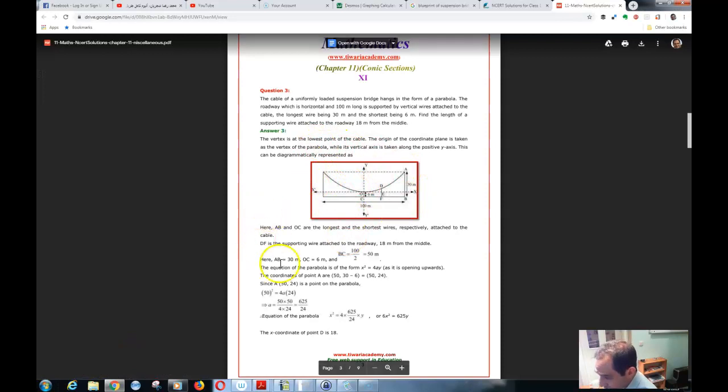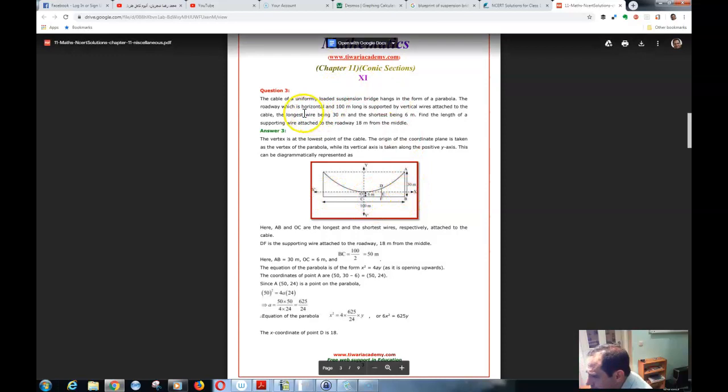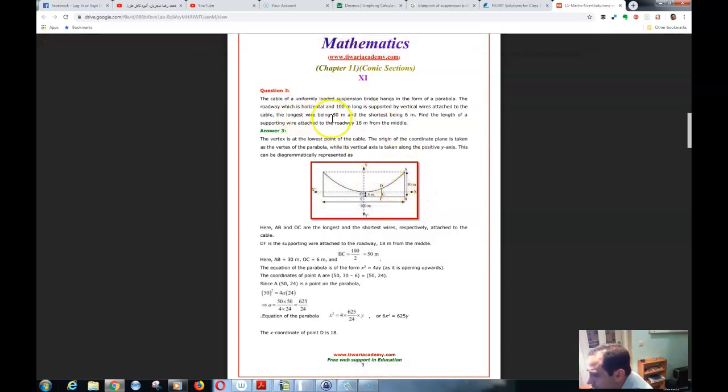Okay, so here is the problem along with the solution and everything. Of course, I'm not going to read the solution here, but I'm just going to use this diagram in order to understand the problem. That's all I'm going to do. Otherwise, using this description, it's not easy to understand. So it says that the cable of a uniformly loaded suspension bridge hangs in the form of a parabola, which must be this cable over here. The roadway, which is horizontal and 100 meters long, is supported by vertical wires attached to the cable. This thing over here must be the road, and then the longest wire being 30 meters and the shortest being 6 meters. So this is basically that.